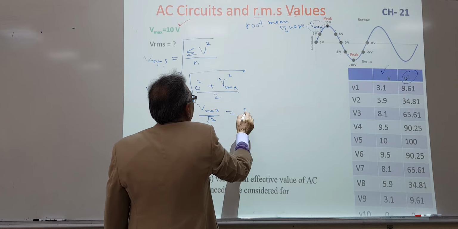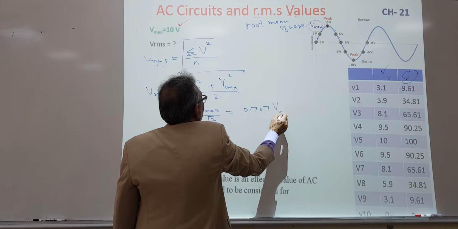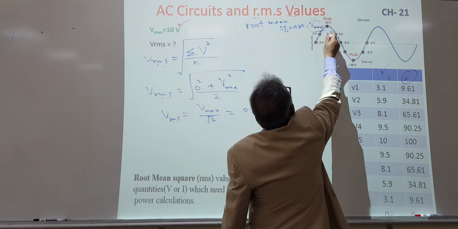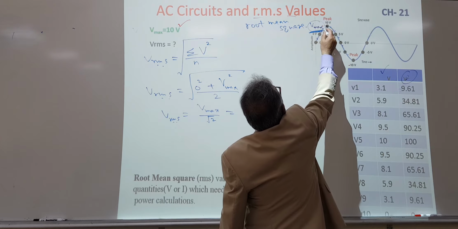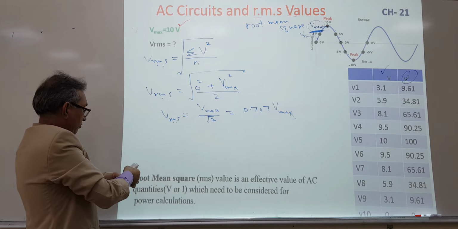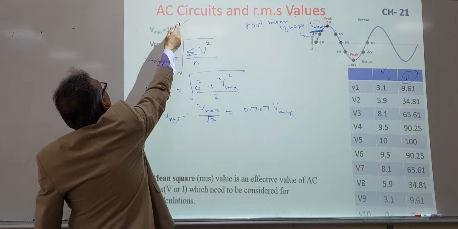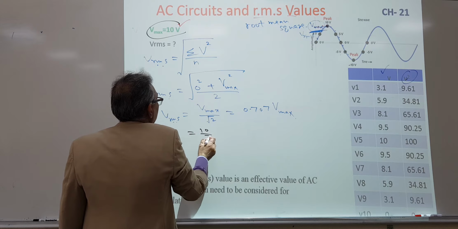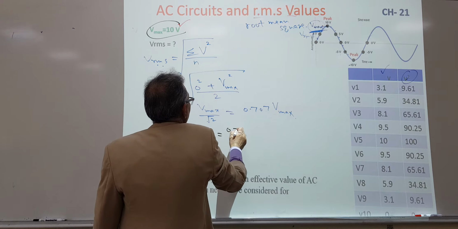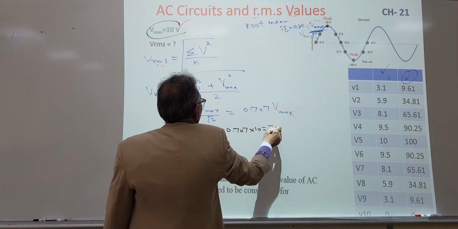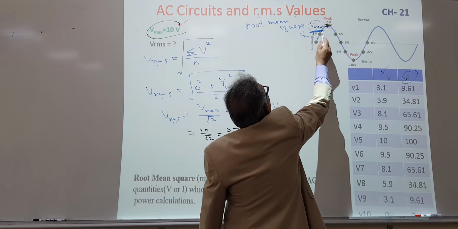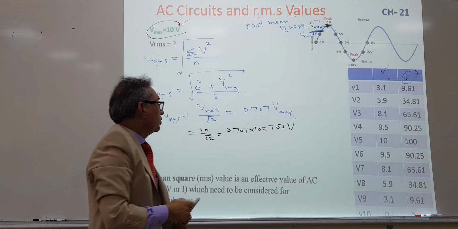If you use the calculator, you will get 0.707 Vmax. Okay, Vmax will be somewhere over here. VRMS, sorry. This is Vmax, this is VRMS. Now if you have, for example, Vmax 10, you will get 0.707 times 10, 7.07 volt. So 10 volt is the maximum and 7 volt will be VRMS, the root mean square value.